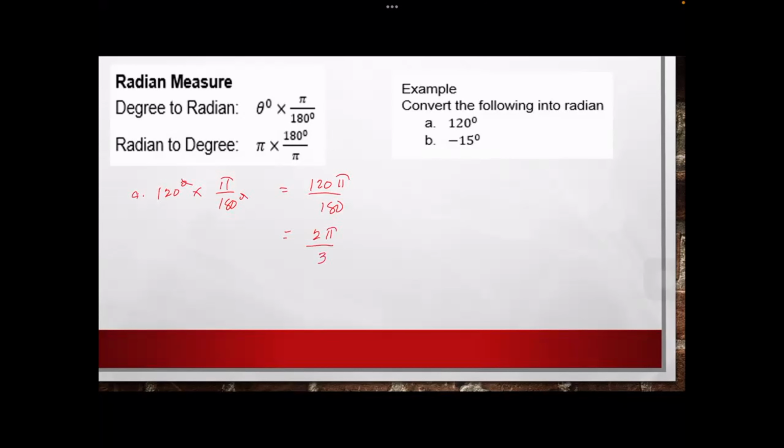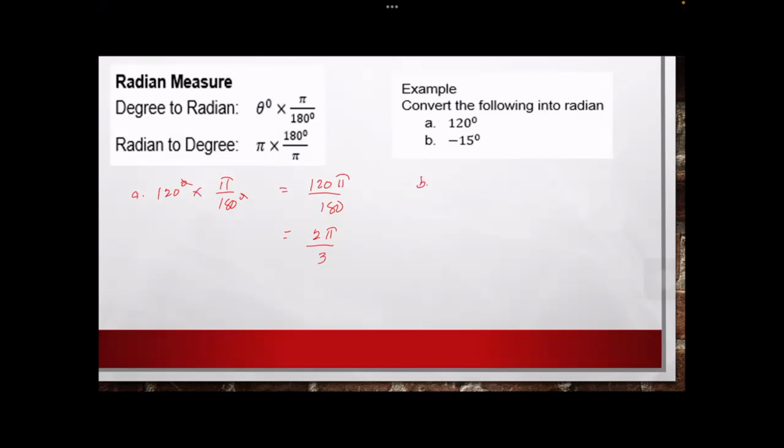You have to simplify 120 over 180. Yung simplify ng 120 over 180 ay 2/3. Tapos, isama na lang natin yung pi. So, that's why you'll have your 2 pi over 3.